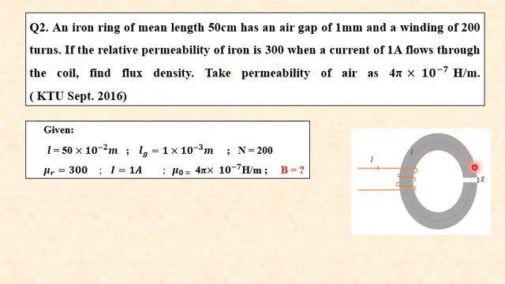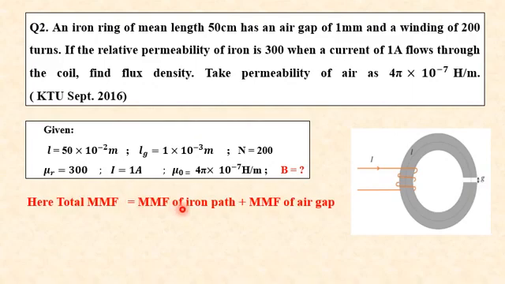So by going through the figure, we can see that here the flux is having only one path to flow. So this is a series magnetic circuit. Since in the question nothing regarding the leakage factor is mentioned, we can neglect the leakage flux. So for a series magnetic circuit with leakage flux neglected, the total MMF will be equal to the sum of MMFs. Here we are having an iron ring as well as an air gap. So we can write total MMF will be equal to MMF of iron path plus MMF of air gap.